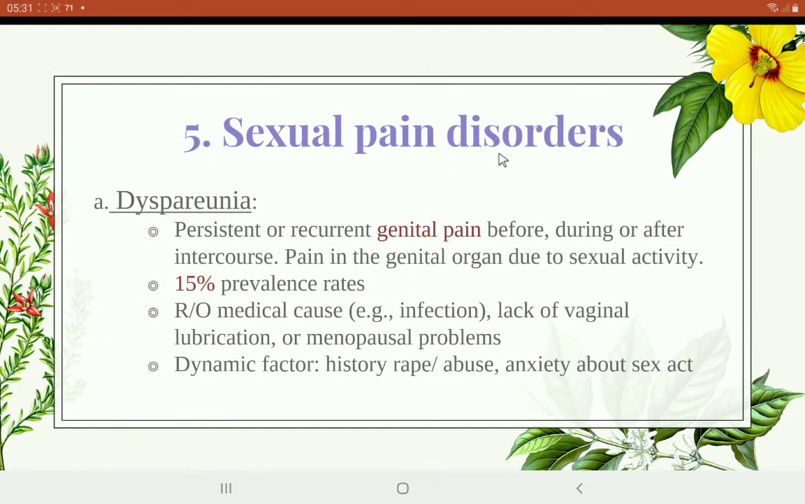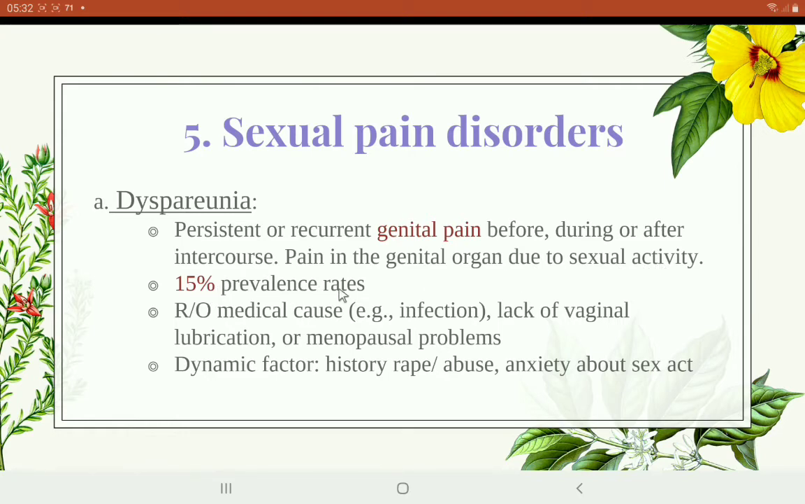Sexual pain disorder. The first is dyspareunia. Dyspareunia is defined as persistent or recurrent genital pain before, during, or after intercourse. Pain in the genital organ due to sexual activity.